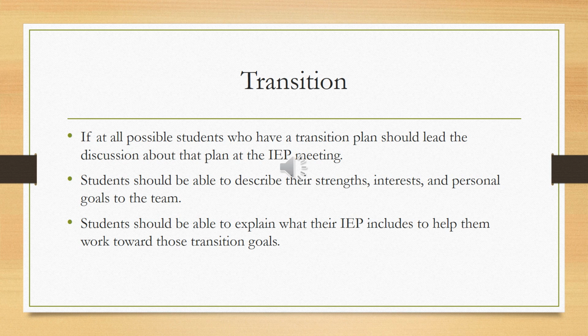In fact, they should be in attendance unless the parents and the team feel very strongly that it is not in the student's best interest. If the student is of age that they have a transition plan, then that student should be the one who describes their own personal strengths, interests, and goals to the team. That student should also be able to explain how their IEP supports their personal goals. This helps the student to develop self-advocacy skills that they will be using throughout their life.